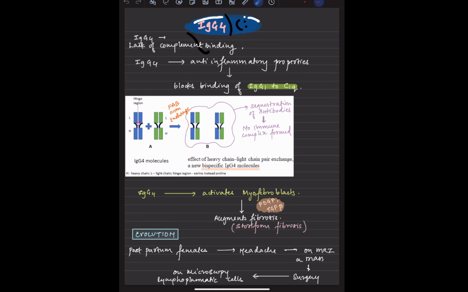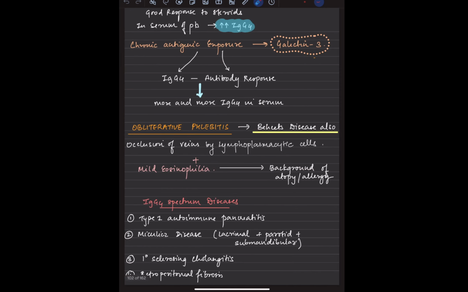So we go with the MRI first, and on the MRI we find a mass. With the help of the surgeon we remove that mass, and when we do a microscopic analysis, we find lymphoplasmacytic cells. That gives us a hint that it would be IgG4 disease. Now, this has a very good response to steroids.